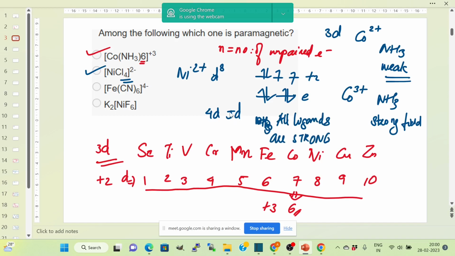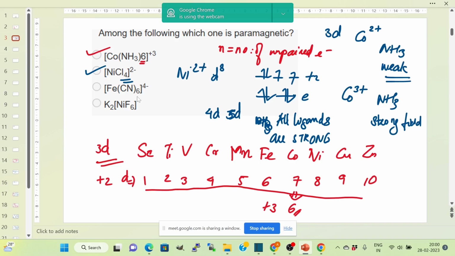For 4D and 5D metals, all ligands are always strong field, they'll always go for pairing. But for 3D metals like this series, for cobalt 2 plus or any metal in the 3D series with 2 plus state, NH3 will be a weak field ligand. But for example, for cobalt 3 plus, this NH3 will be a strong field ligand.